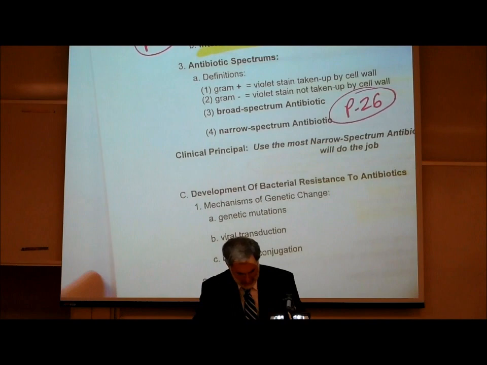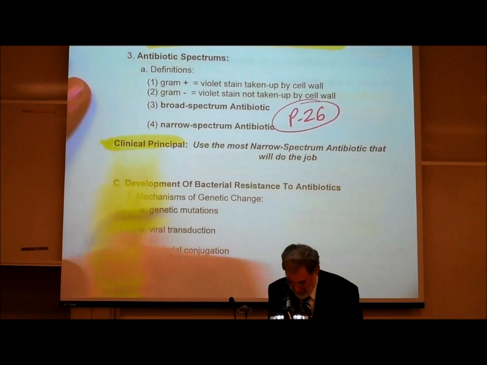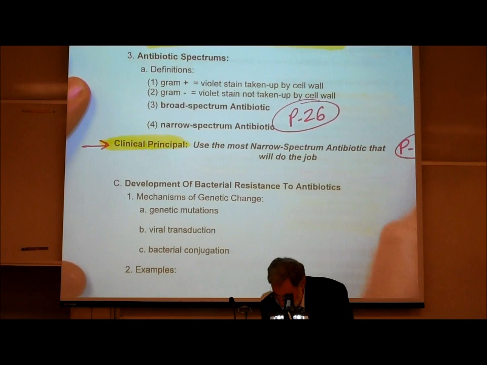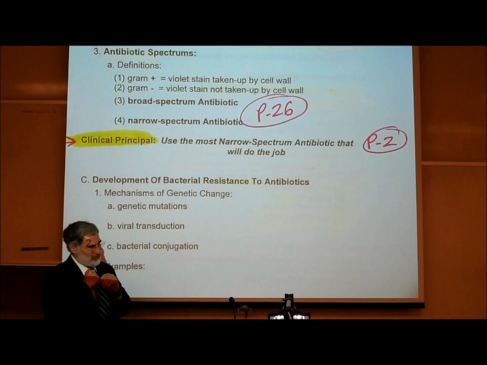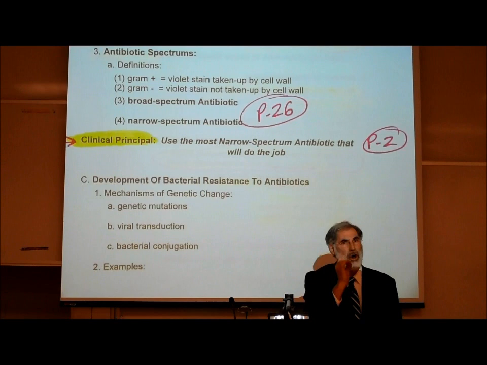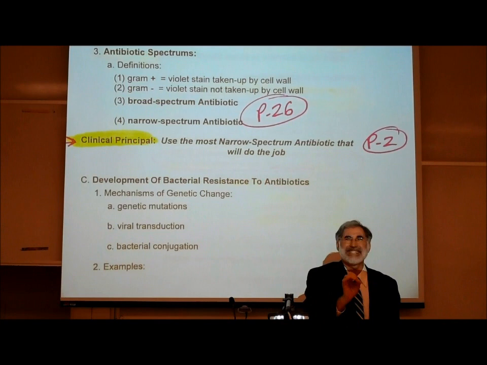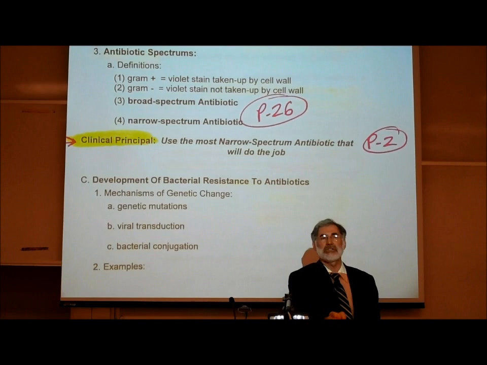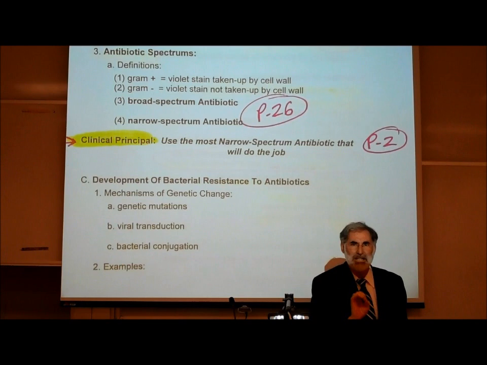Now back on page P2. So there's a clinical principle. I'm going to tell you what the clinical principle is that all the textbooks say on page P2, and then I'm going to tell you what the reality is. All the textbooks will say that when you have an infection, you should make a culture of it, find out what the bacteria are in that infection, then do an antibiotic sensitivity test. You've done this all in micro. Find out which antibiotic is most effective against that specific bacteria causing that infection, and just give that specific antibiotic.